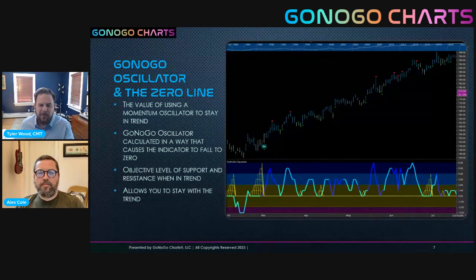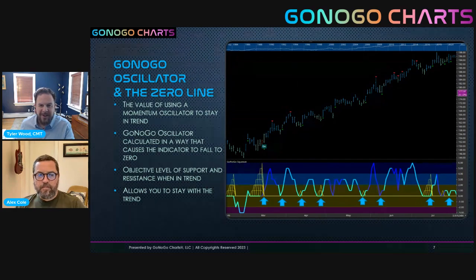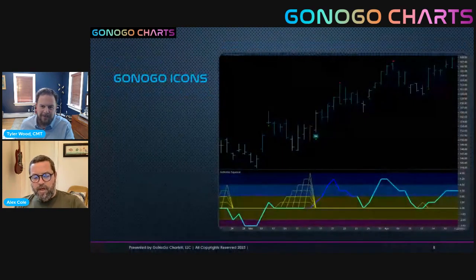So Alex, when we see that surge of momentum in the direction of the trend, where it comes back to neutral and finds support, continuing on with positive momentum, that's where we're going to call this out with some unique data visualization. Let's talk a little bit about GoNoGo icons. Yeah, we're really big believers in data visualization. We know that our eyes can analyze data perhaps quicker than our brains.